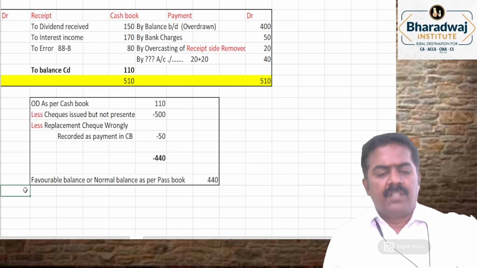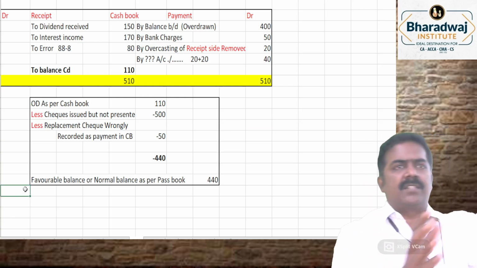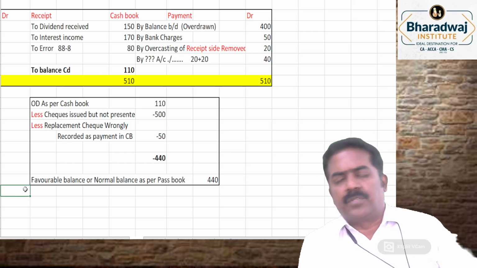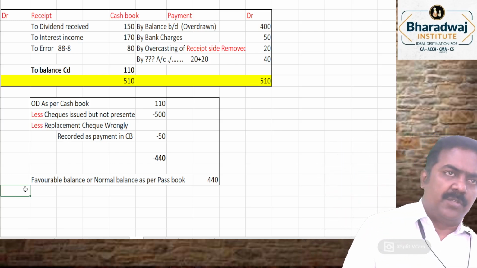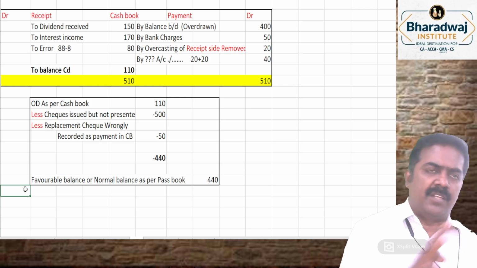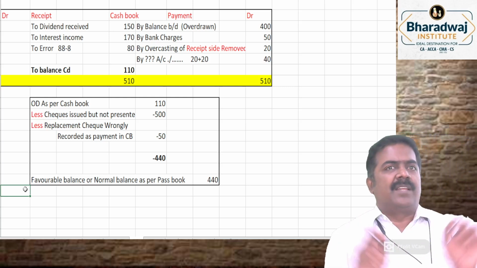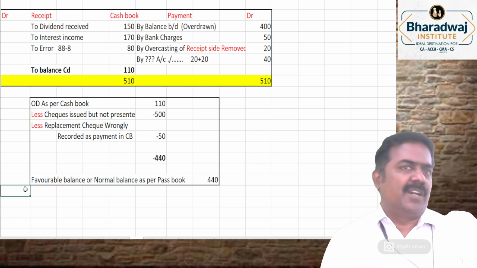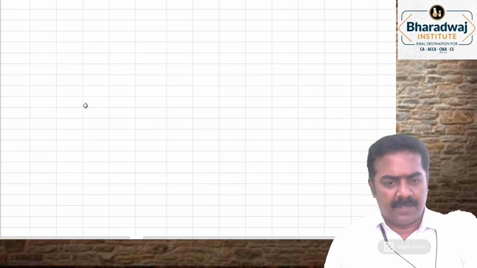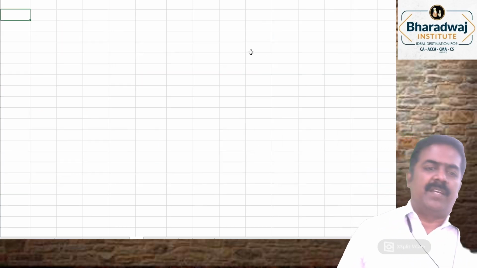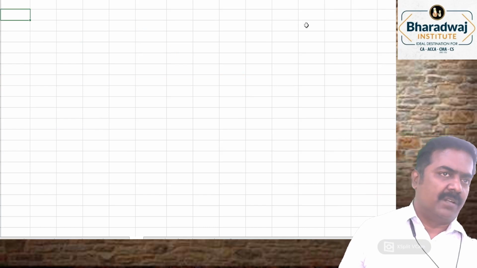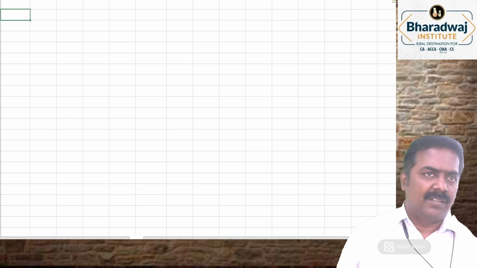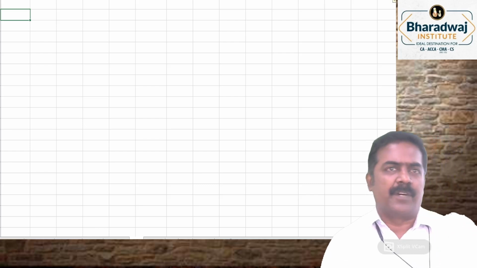Next, if you look at the last 3 years question papers, 2023, there is a new syllabus, last 3-4 attempts question papers, they started balance as per which one? They ask you to prepare an amended cash book, then reconcile. Like that the questions are tested. Now we will do a question based on bank balance as per passbook.